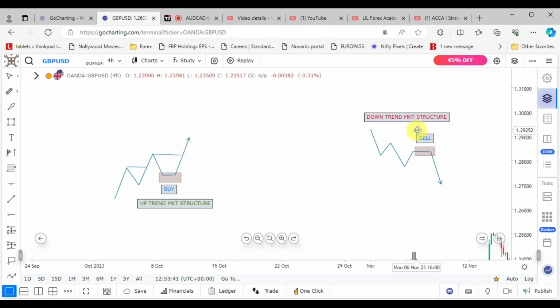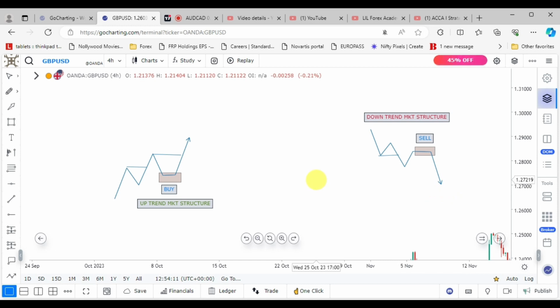The downtrend scenario is that the market has given us a lower low here, moves back up to give us a lower high, then breaks the previous low to give us a lower low structure. So it breaks this structure to give us a lower low structure, and the market pulls back again. How do we spot this particular zone so that we can click sell and make profit from the movement to give us a lower low structure? That is what this video is all about, guys.